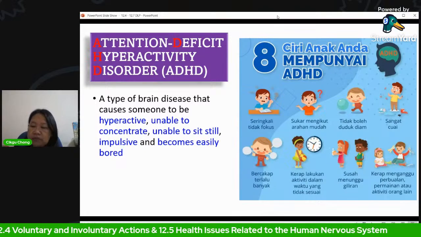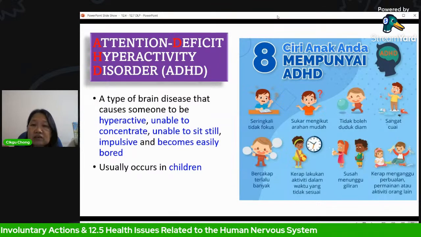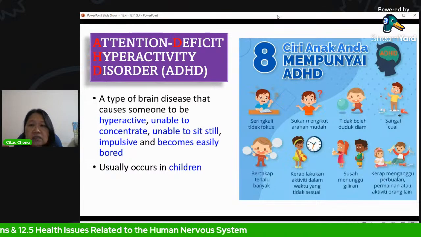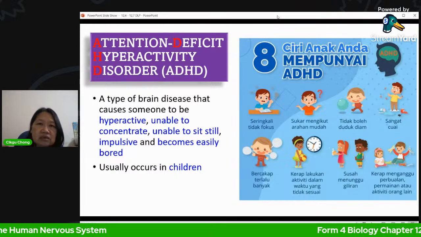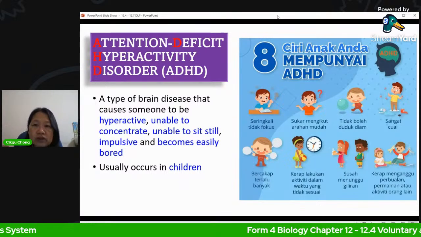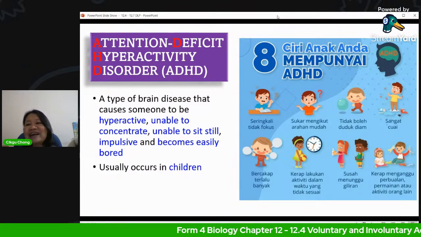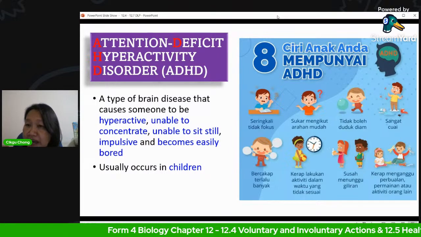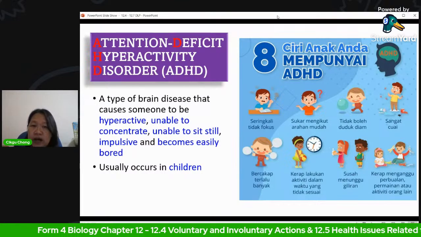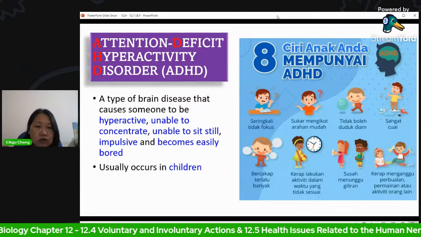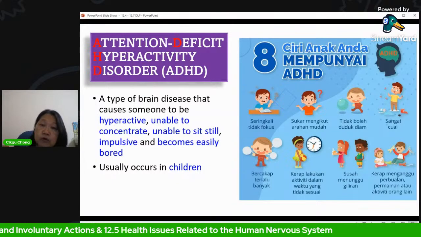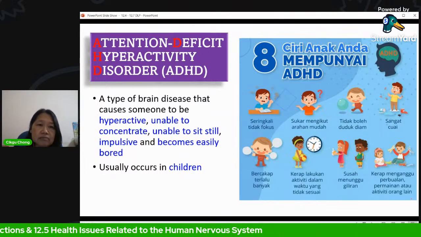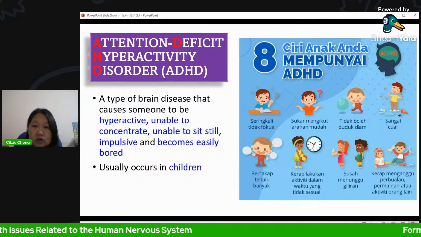So the first one is being unable to focus and having difficulty following instructions. They cannot sit still. They have to be walking around, especially some children now, babies, they're starting to walk already, start climbing all over the place like monkeys. And sometimes they are very careless. They drop things. Sangat cuai. They talk too much, bercakap terlalu banyak, and they might do certain activities at inappropriate times. At night, people are all sleeping, and then they start to play.